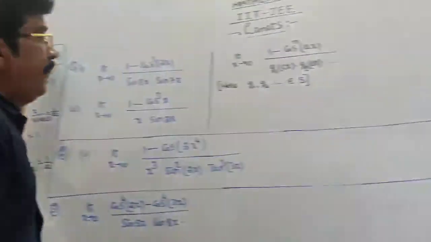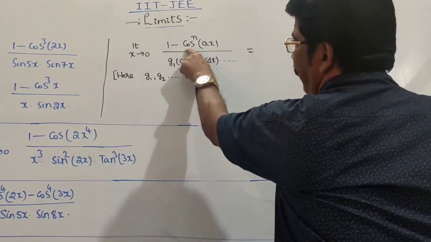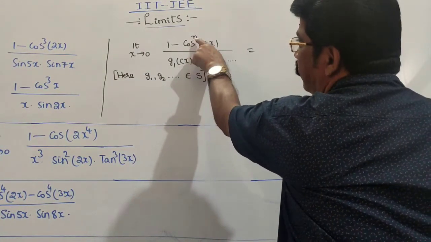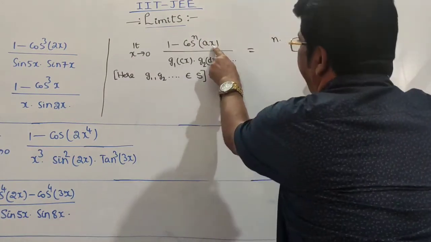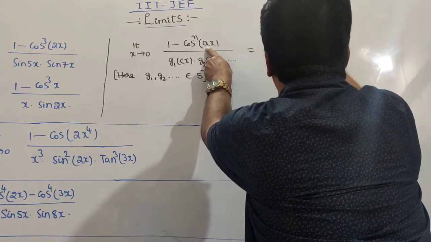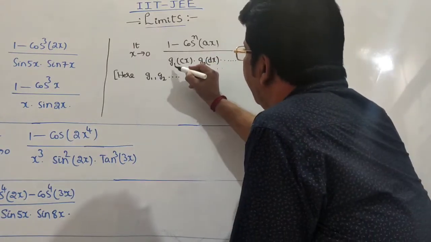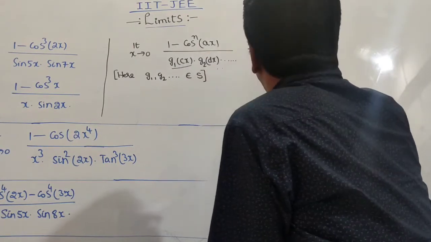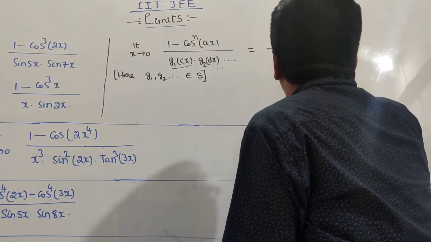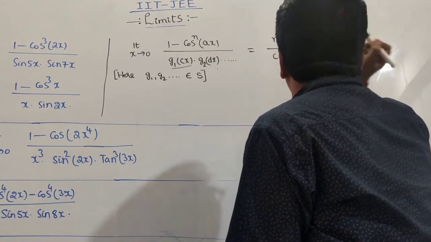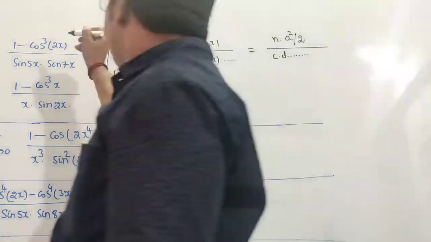Okay, now in this case the shortcut is: the cos function is to the power n, remember. So n into a square by 2 whole divided by, in the first function x coefficient is c, x coefficient is d, c into d. So however many functions there are, we write the product like that. Okay, now you come to this question.